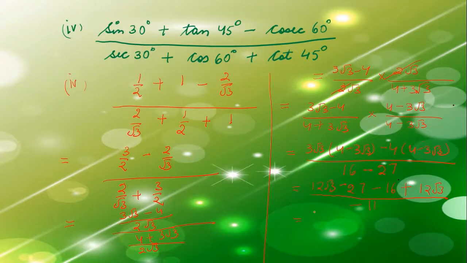So it is 24 root 3 minus 43 upon minus 11. Take the minus sign upwards. So it will be (43 minus 24 root 3) upon 11. So this will be your answer.